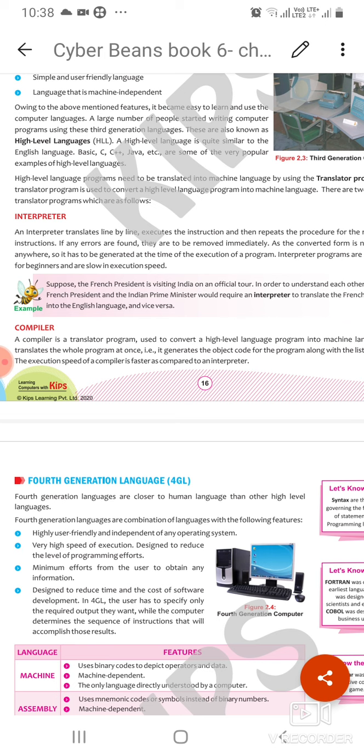It continues translating the program until the first error is met. If an error occurs, it stops. Then the error has to be rectified or debugged. Examples of programming languages that use an interpreter are Python and Ruby.